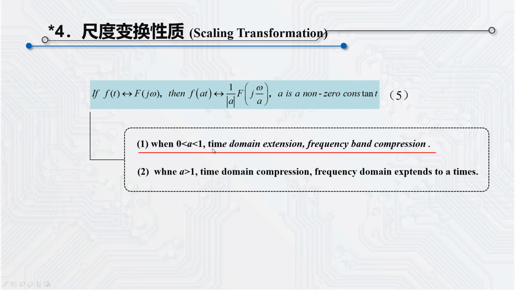If a is greater than 0 and less than 1, at this time, the signal is extended in the time domain. From formula 5, we can find that its frequency domain is compressed. On the contrary, when a is greater than 1, the signal is compressed in the time domain. Its frequency domain extends to a times of the original.